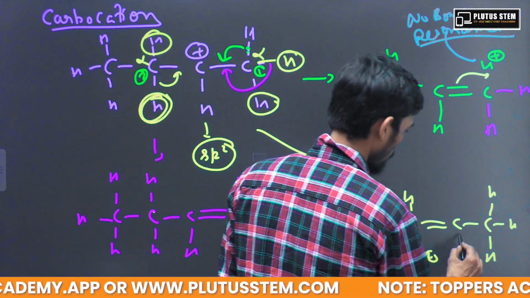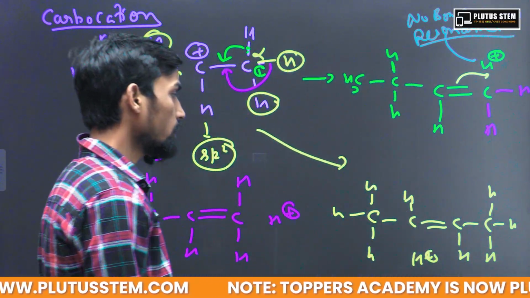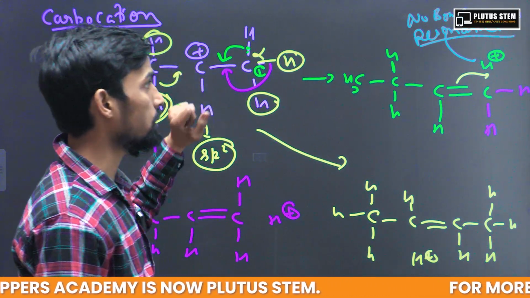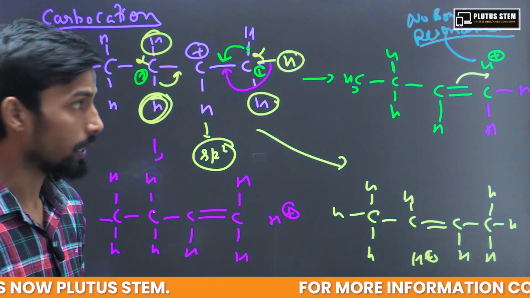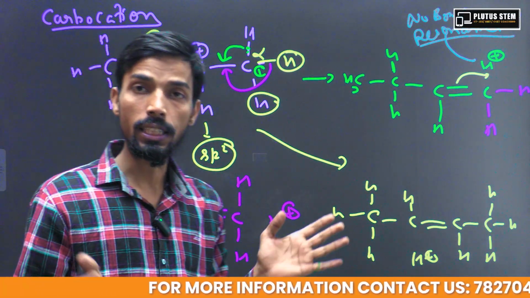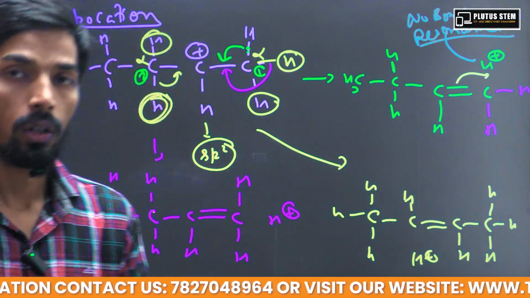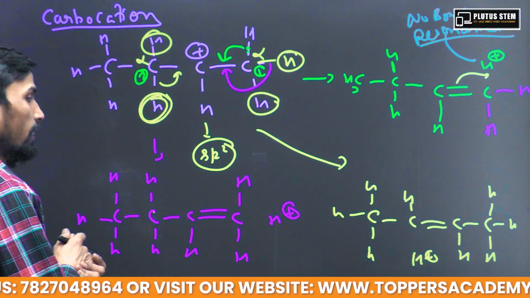Hydrogen. So this is the way how this stabilization of this positive charge is taking place over here. So this carbocation is stabilized by the alpha hydrogen present at its adjacent position, or the alpha position.